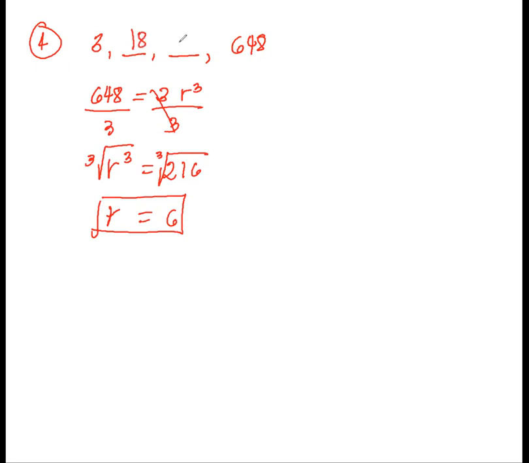You have 18 times 6. That will give you 108. So we are done with the first two. Let us have example number 5. You have 1, blank, blank, blank, and 16.